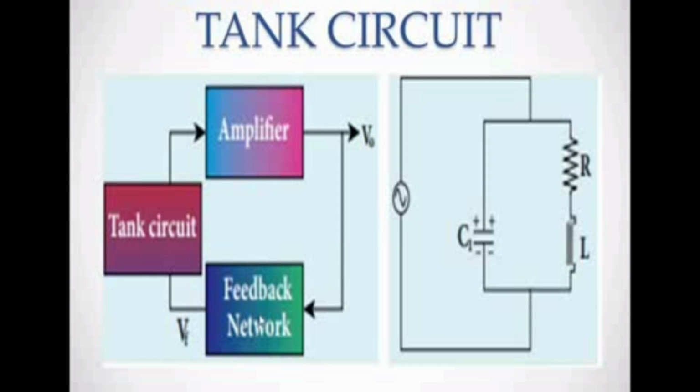So that is called the feedback network. It is used for improving the signal. Using that we can maintain the stability of the amplifier. Next one, see the tank circuit. So this is called the tank circuit.